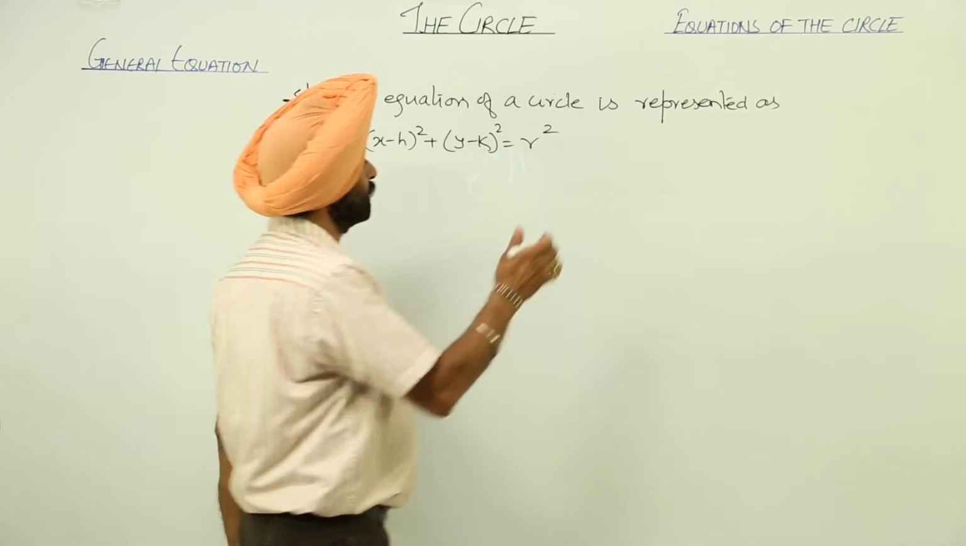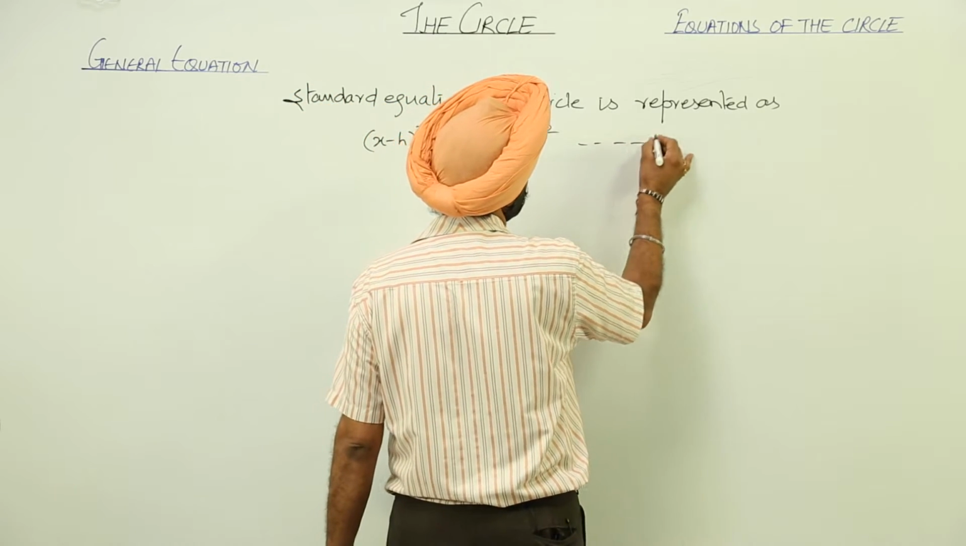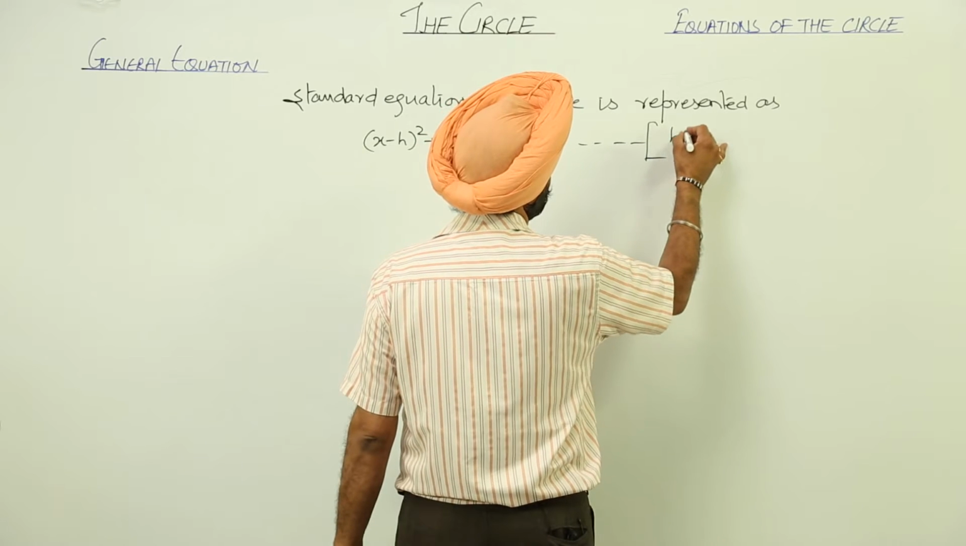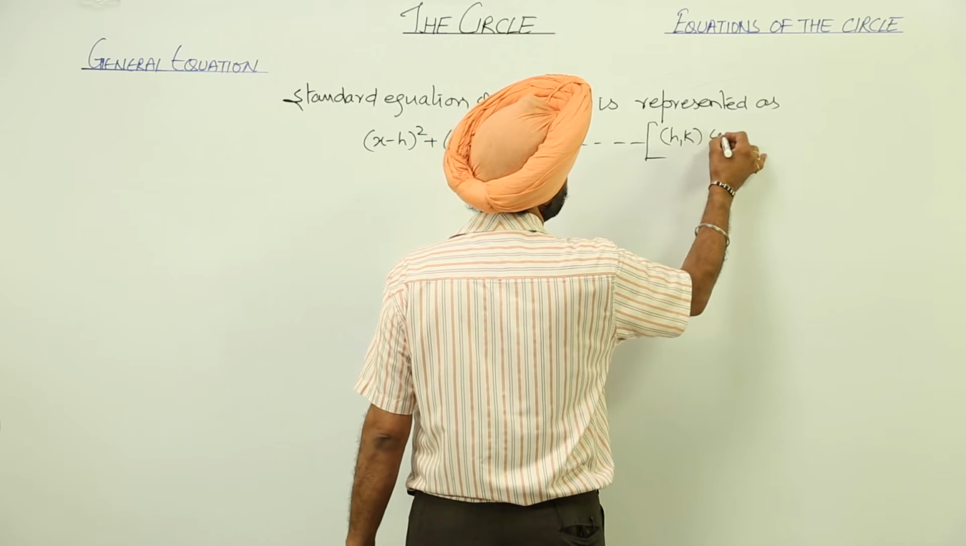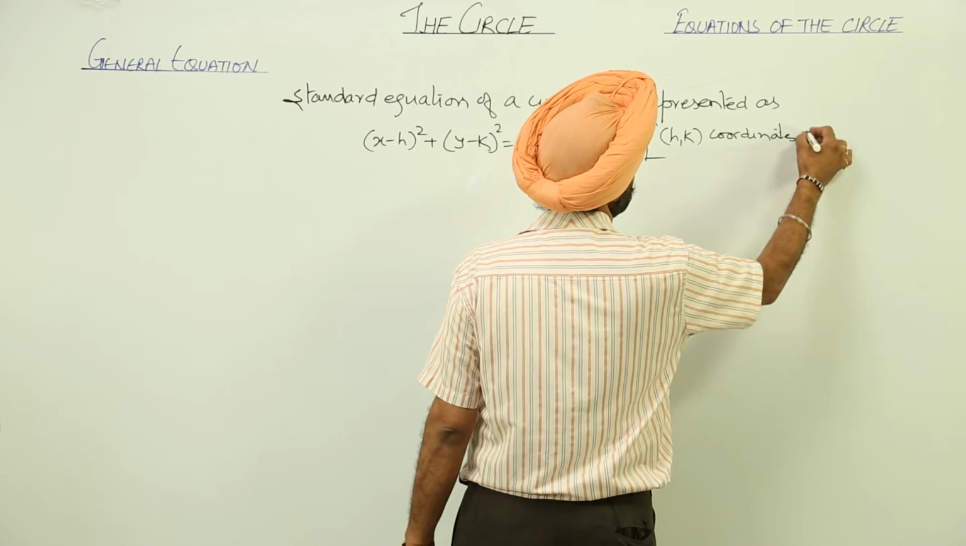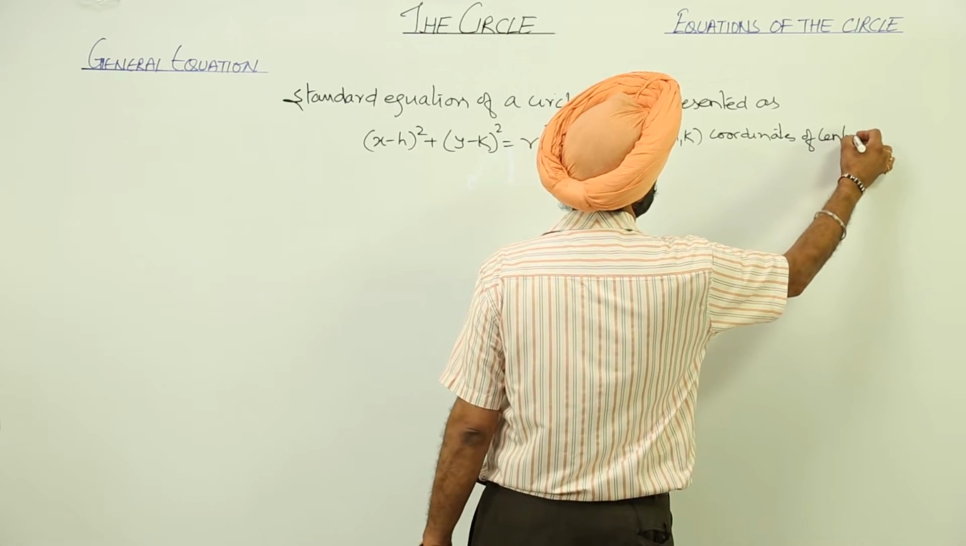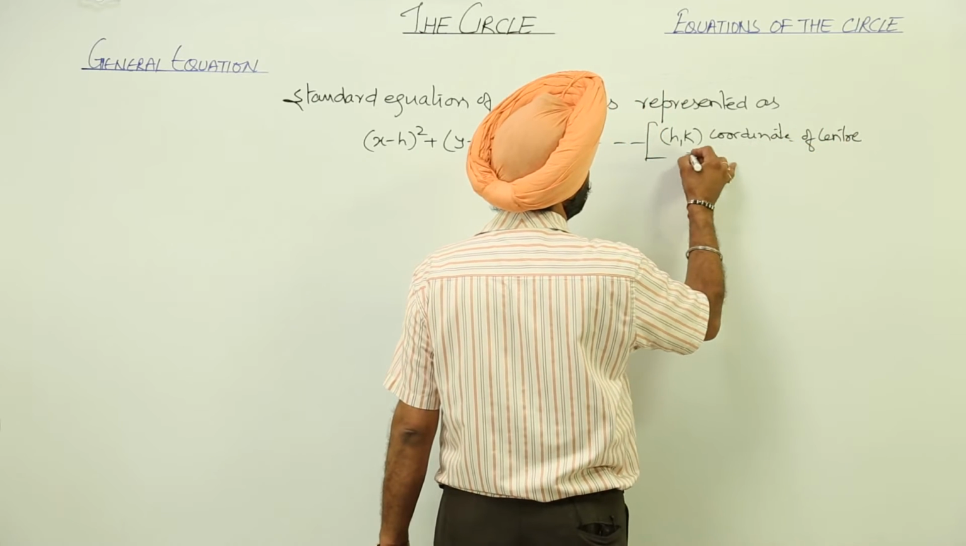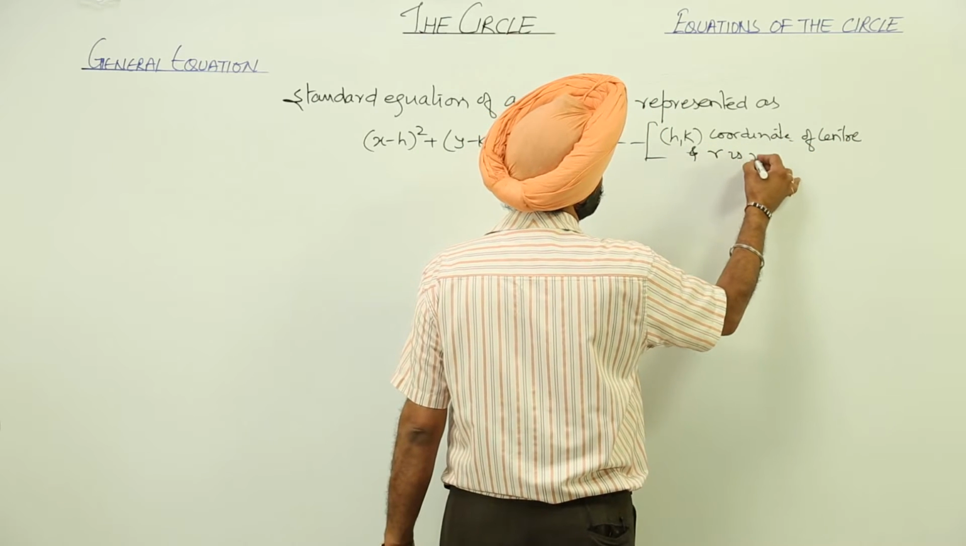Now, this we have already done, where (h, k) are the coordinates of the center and r is the radius.